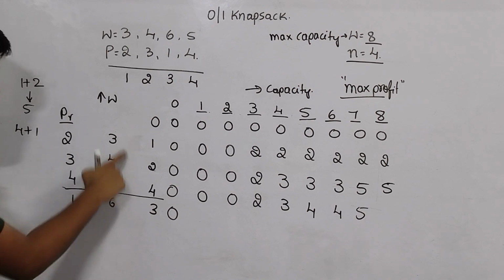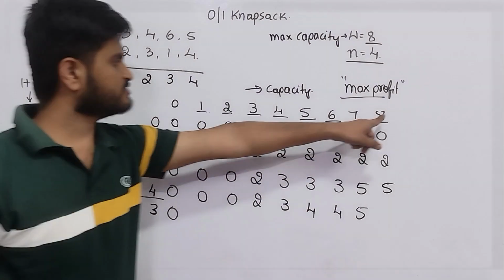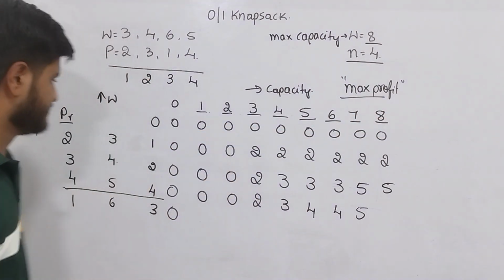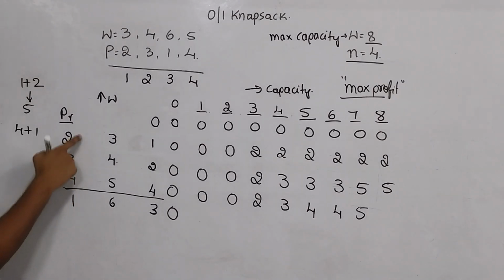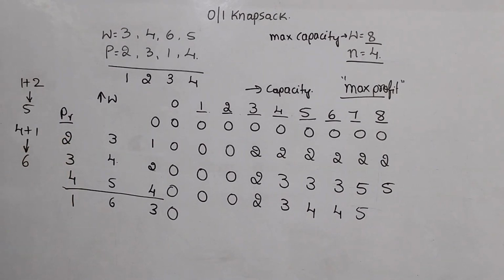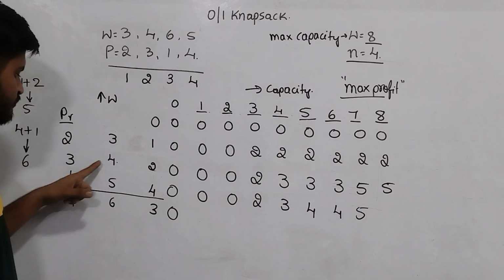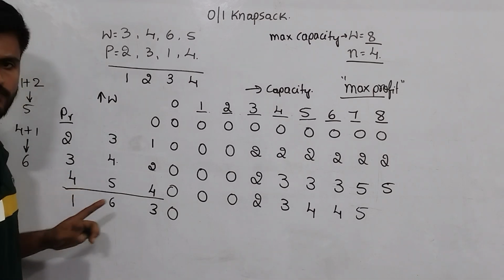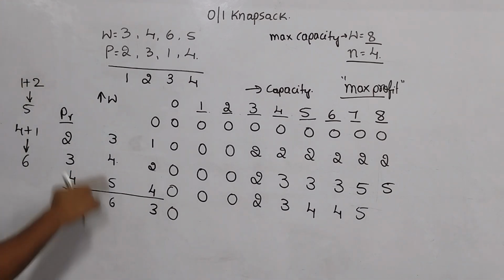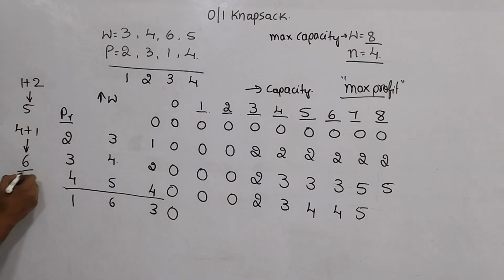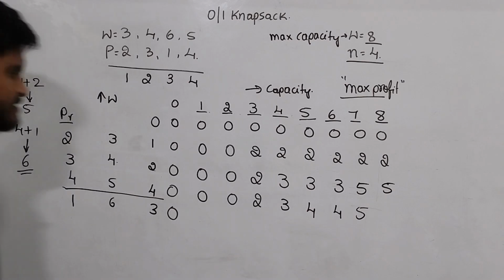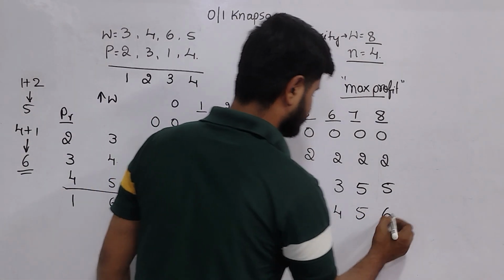Their weight values are 5 and 3. 5 plus 3 will be 8, which is less than or equal to 8. Their profit values are 4 plus 2, that is 6. Any other possible combinations? 4 plus 5 will be 9, so no. Now if you see, the profits are 2, 3, 4, 5, 6. Which is the maximum profit value? 6. So I will be writing 6 here.